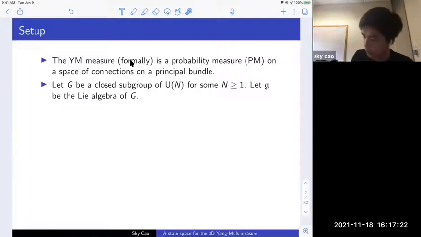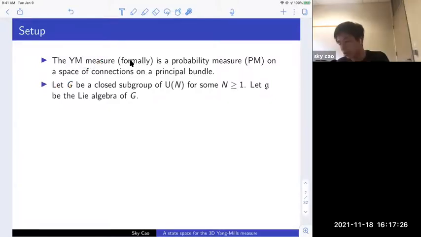Associated to the Yang-Mills measure is a certain parameter G called a structure group. G is supposed to be a closed subgroup of the group of n by n unitary matrices for some n. So G is a Lie group, and because it's a Lie group, it has a Lie algebra. Let's let 𝔤 be the Lie algebra of our structure group.